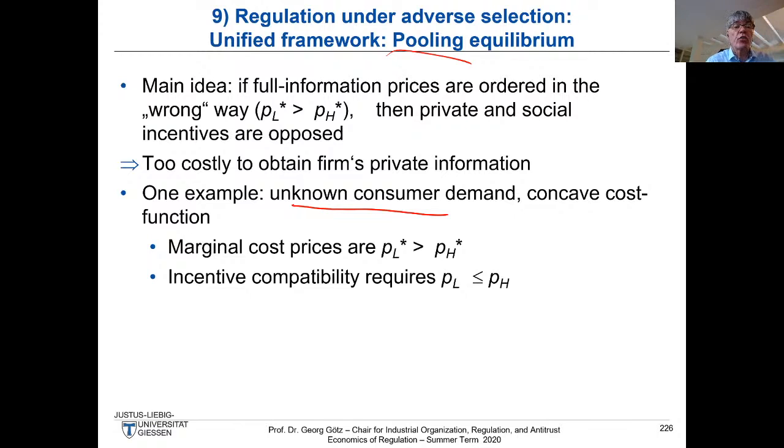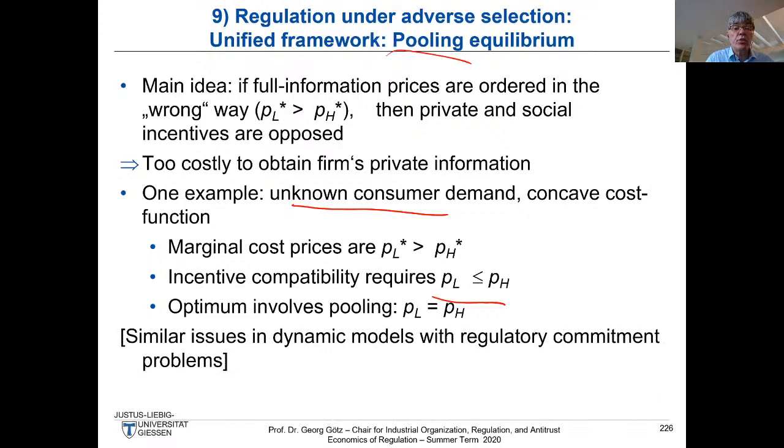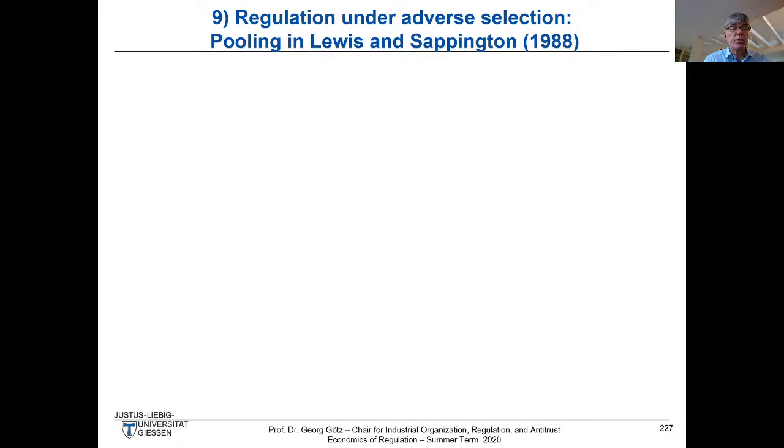One example, unknown consumer demand, now with a concave cost function. That is, marginal costs are decreasing, and that's again what you will see in a second. If marginal costs are decreasing, low demand will have a high price and high demand will have a low price, even though incentive compatibility requires just the opposite, and therefore you will see the optimum involves pooling. You charge the same price irrespective of what the state is, whether it's a high state or a low state. You get similar problems in commitment, but you will see that later on, probably not today.